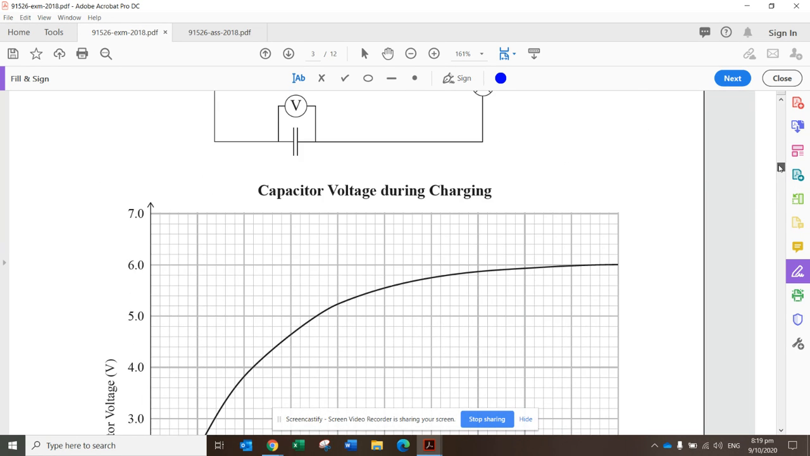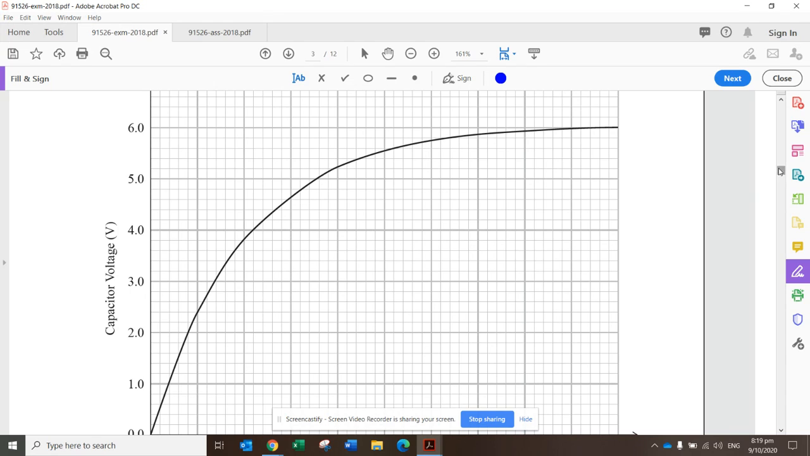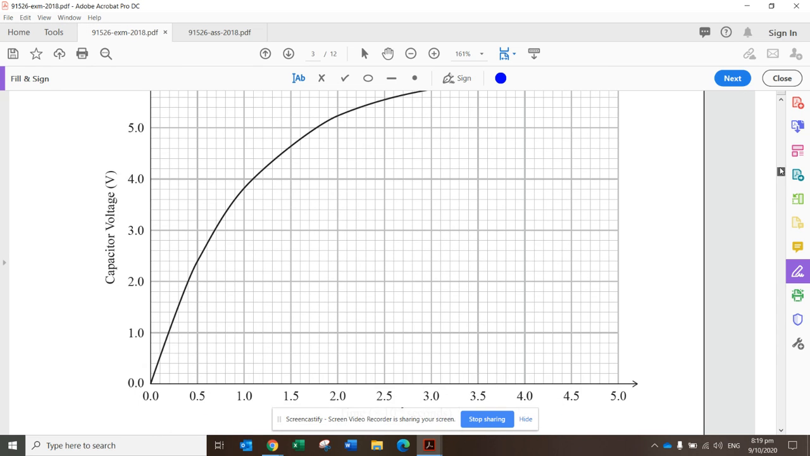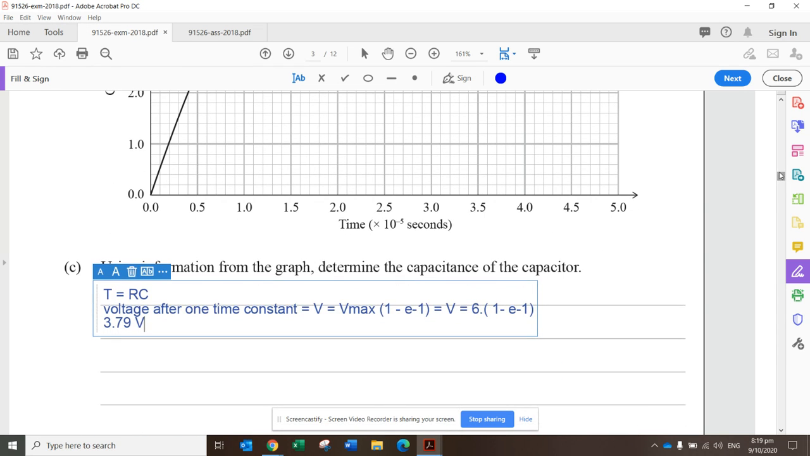And then if I look at that, the maximum voltage, there are two ways of doing this. The maximum voltage across the capacitor is 6 volts. And so what we're trying to do is find the time constant. So we know that the time constant is R times C. We're trying to find the capacitance, right?